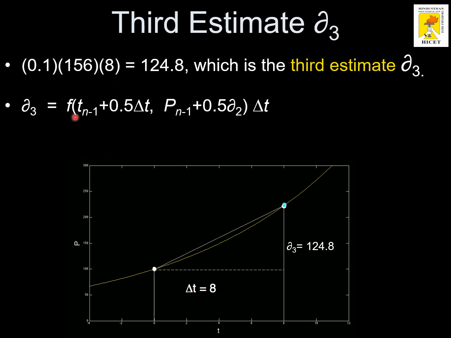That is, dou 3 equal to function of Tn minus 1 plus 0.5 into delta t, comma Pn minus 1 plus 0.5 into dou 2 into delta t. Here delta t is 8 and dou 3 is 124.8. It is marked here.